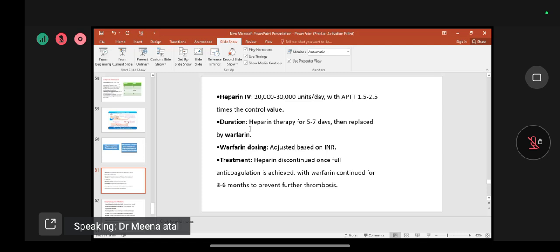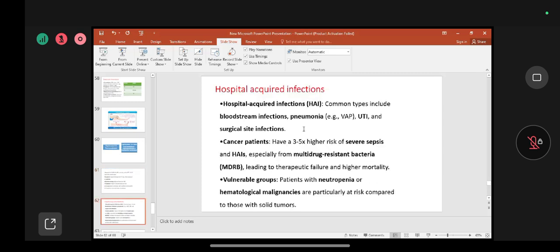The duration of heparin for DVT is 5 to 7 days, and after this it is replaced with warfarin. And the warfarin dose is adjusted according to the INR. Heparin treatment is discontinued once full anticoagulation is achieved, and warfarin is continued for 3 to 6 months to prevent further thrombosis.